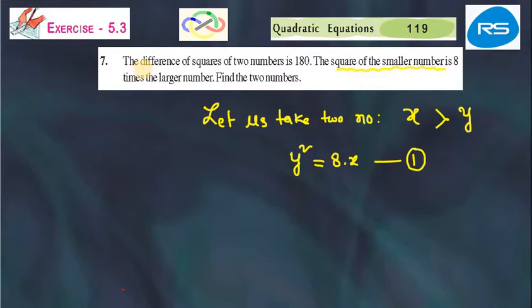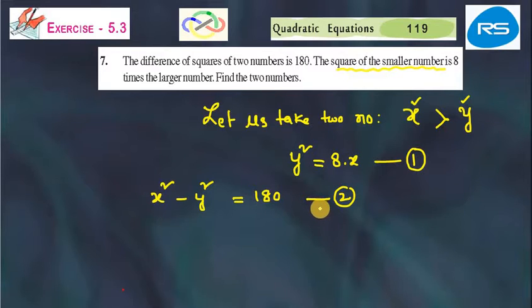Now we will go to the first part: the difference of squares of two numbers. We have taken two numbers x and y, and you know already x is more than y. So the difference of squares of two numbers, x square minus y square, is equal to how much? He has given it as 180. So this is equation number 2.